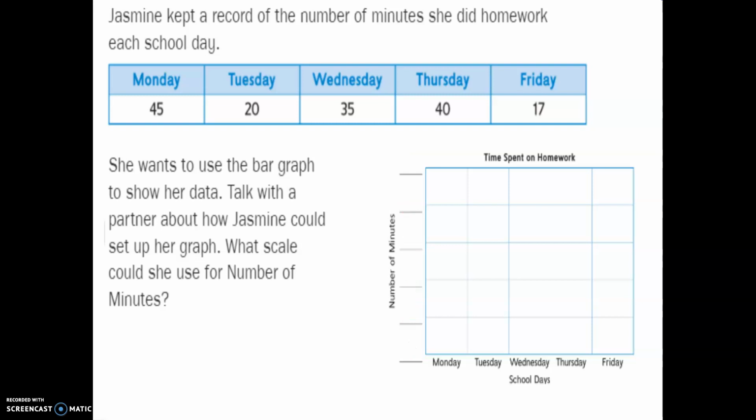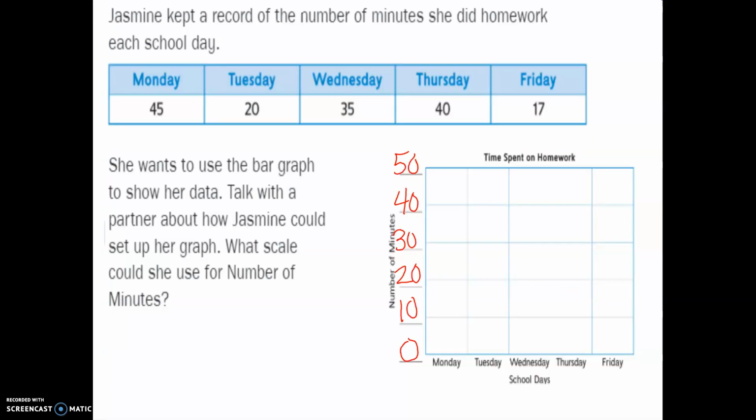What about if I go by fives? Should we try that? So 0, 5, 10, 15, 20, 25. Nope. Scale of 5 is not big enough. So that's going to make me think, let's go by tens. So 0, 10, 20, 30, 40, 50. We can use 10 as our scale.